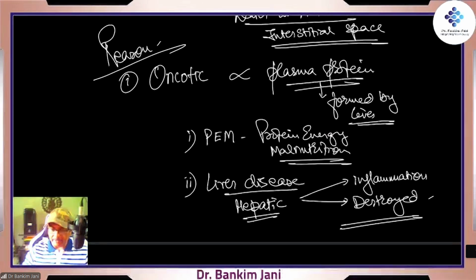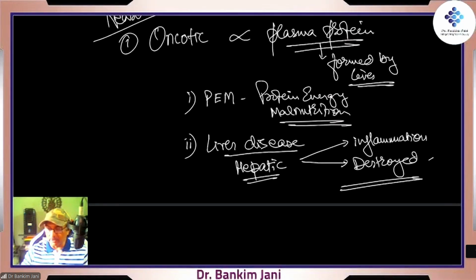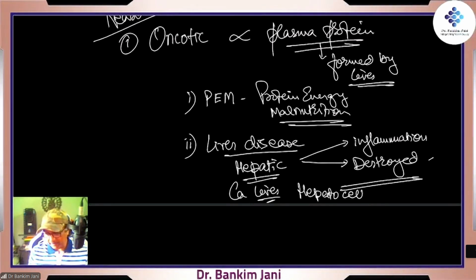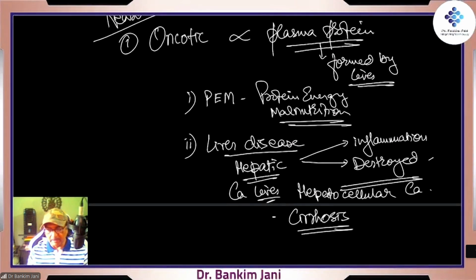So how do we say that? Whether it is hepatitis or cirrhosis or carcinoma of liver. So there is carcinoma of what is called as the hepatocellular carcinoma. Or there is liver cirrhosis, alcohols. So in all these cases, liver is not functioning. So plasma protein is less.